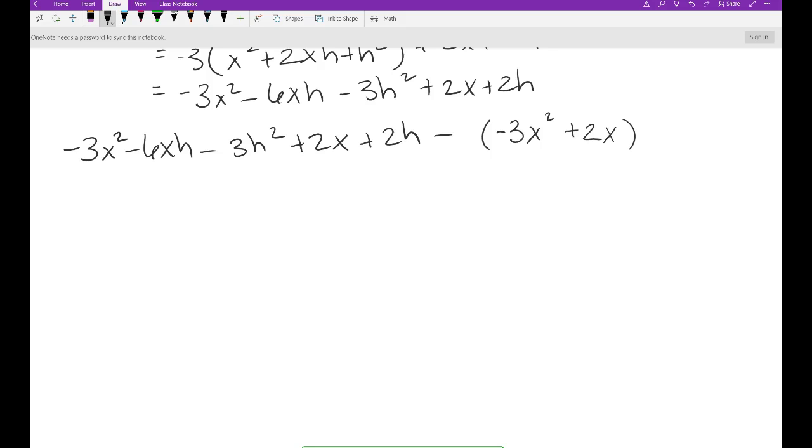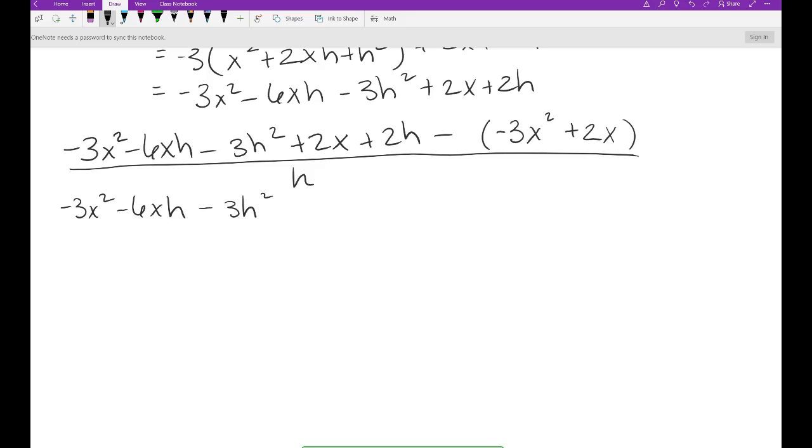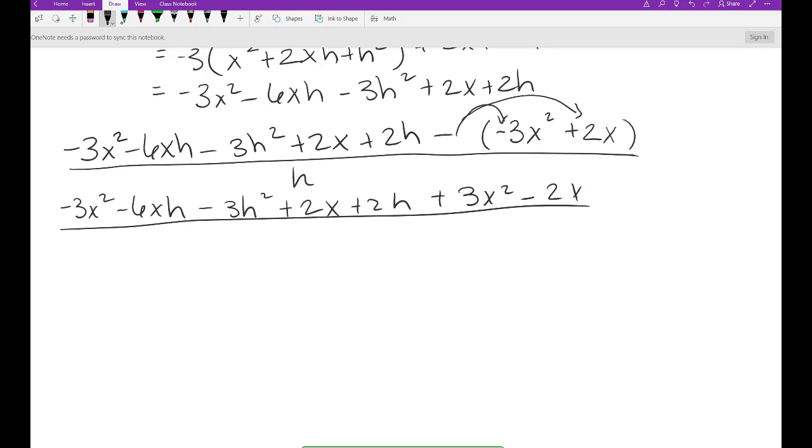Now, so I subtracted it. All of this has to be divisible by what? h. All right. Let's distribute the negative and then work it out slowly, okay? So negative 3x squared stays, minus 6xh stays, minus 3h squared stays, plus 2x, plus 2h, minus and a minus is now a? Positive 3x squared. A negative and a positive is now a? Negative 2x. All of it is divisible by h. Okay, you guys have to tell me whether we can cancel anything. Yes, what are we going to cancel?